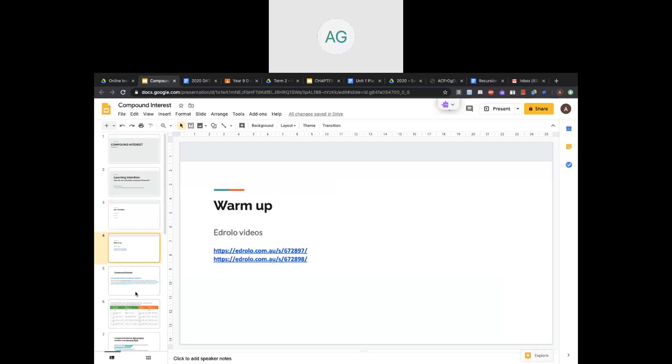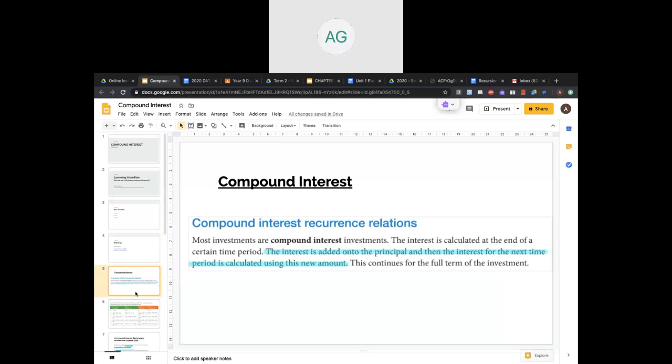Okay, so compound interest. What is compound interest? Compound interest is calculated at the end of a certain time period, and the interest is added onto the principal, and then the interest for the next time period is calculated using this new amount. So you pay interest, and that interest gets added to your principal amount which you have borrowed, and then next year you will pay interest on all the amount together. We'll do one example, then it will make more sense.